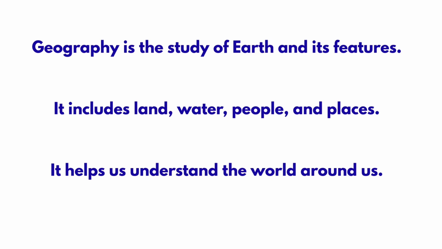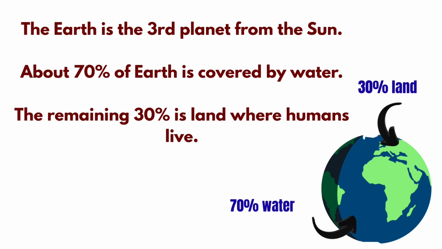Let's see what geography is and what we study in geography. Geography is the study of Earth and its features. It includes land, water, people and places that help us understand the world around us. On Earth, 70% is water and 30% is land where humans live, and Earth is the third planet from the sun.